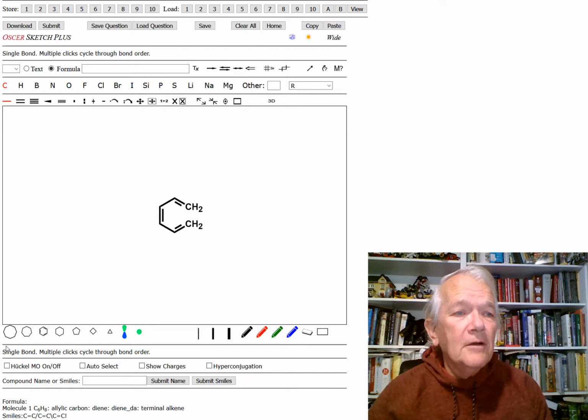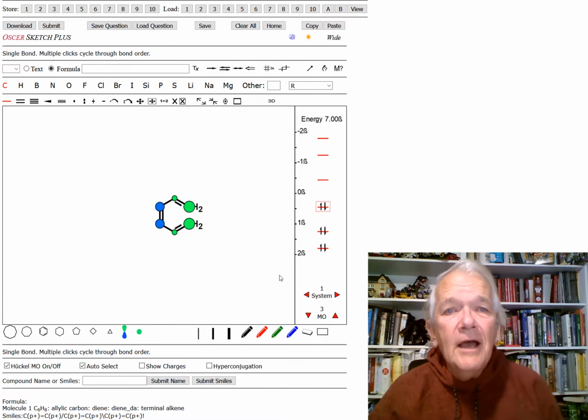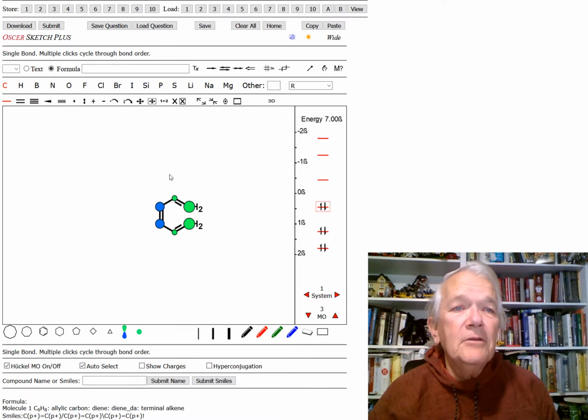Now let's turn on the Hückel routine. So turn on Hückel. Here's auto select. And so this is the highest occupied molecular orbital of hexatriene. And you can see, of course, that there are 6 pi electrons. So this is the third orbital which is being shown. And it happens to have 2 nodes.